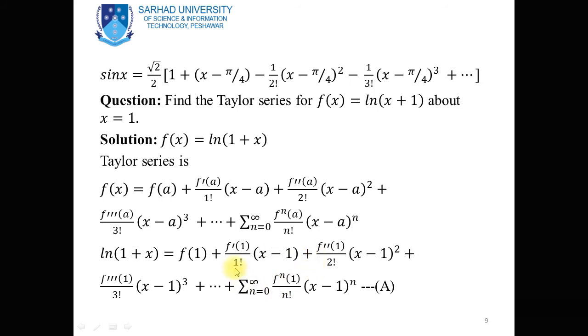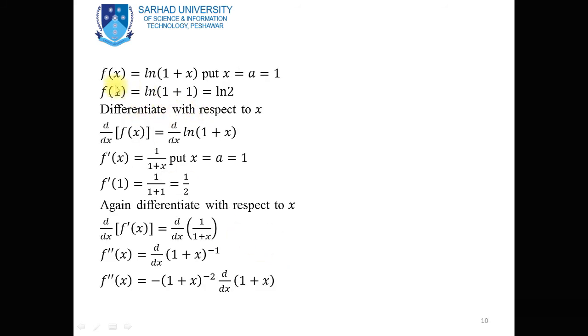So this is now the Taylor series for the given function log of x plus 1. Now we are going to find f of 1, f prime at 1, f double prime at 1, and f triple prime at 1. Then we put all the results in this series. Now this is f of x: f of x is equal to log of 1 plus x. Putting x is equal to a and a is equal to 1, f of 1 is equal to natural log of 1 plus 1, which is equal to log of 2.